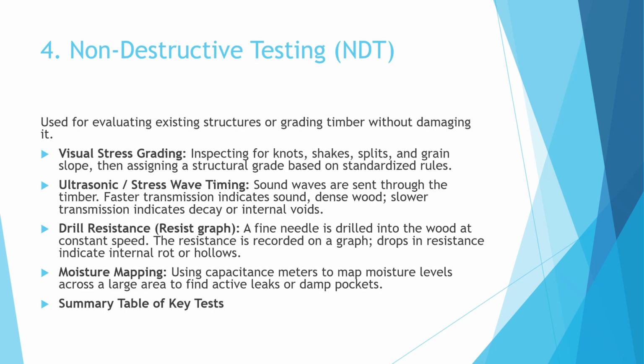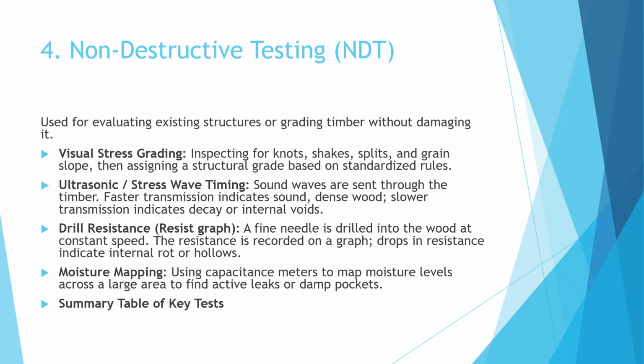We also need to check drill resistance, also known as the resistograph. A fine needle is drilled into the wood at a constant speed. The resistance is recorded on a graph. Drops in resistance indicate internal rot or hollows. We also need to check moisture mapping, which is last. We use capacitance meters to map moisture levels across a large area to find active leaks or damp pockets.